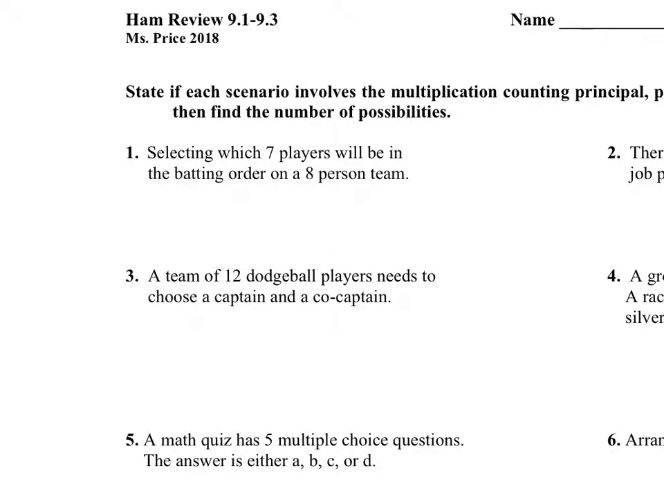All right. Selecting which 7 players will be in the batting order on an 8-person team. Now, you have to ask yourself: permutation, combination, or multiplication counting principle? So here's the thing, though. This one tried to trick you because it actually says the word order, but they're not talking about the order of the players. They're talking about selecting which of the 7 players are going to be in the order.